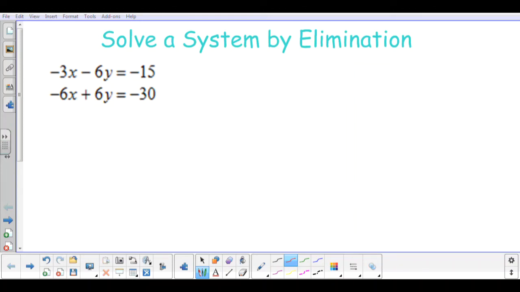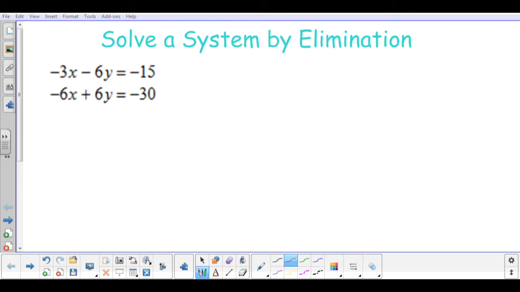When you're solving a system of equations using the elimination method, you want everything to start off being lined up. So you want the x's to be lined up, the signs in the middle to be lined up, the y's to be lined up, the equal signs, and then the final numbers.